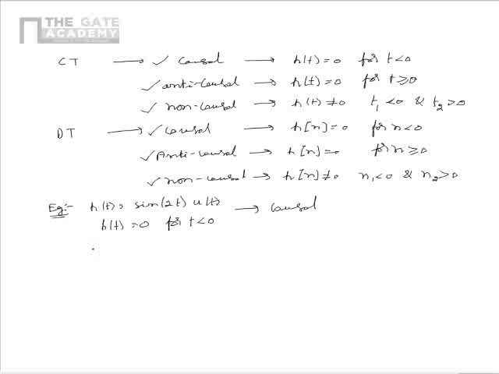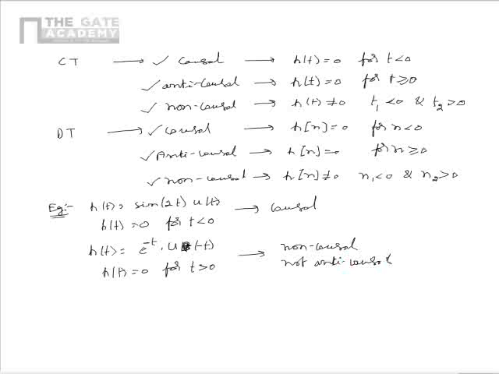Now let us consider another continuous time LTI system of impulse response h of t is equal to e power minus t multiplied by u of minus t. We see that in this case h of t is equal to 0 for t greater than 0. From this we see that the system is non-causal and not anti-causal as well.